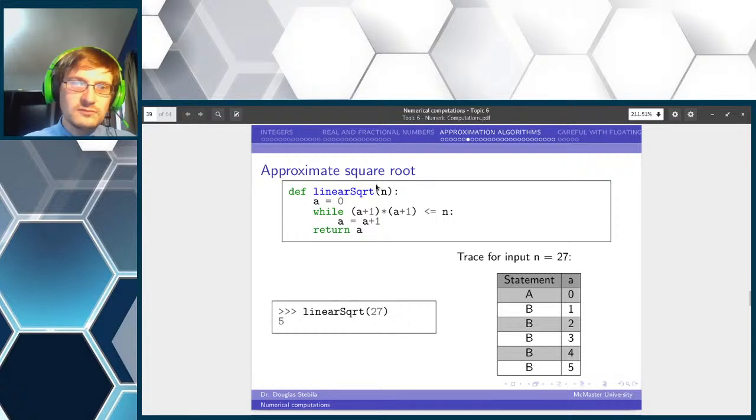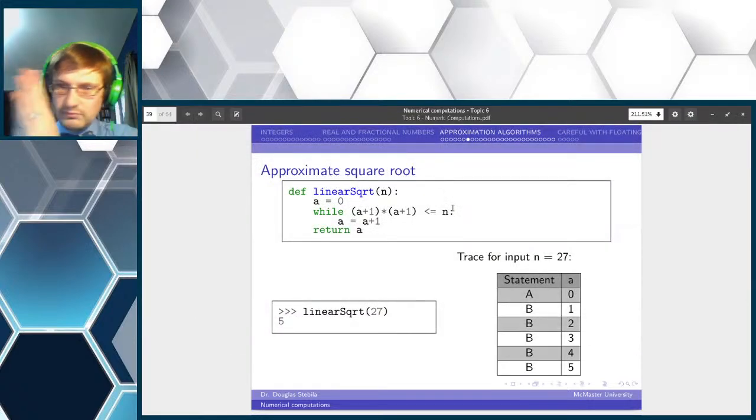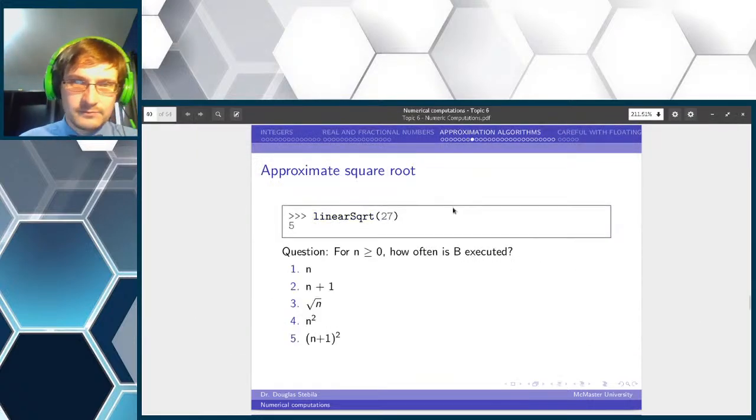So when we ran it for 27, this is a trace of what the program was doing. A was initially 0. It would then be incremented by 1 to 1, 2, 3, 4, and 5 sequentially, and then it would stop at 5 because 5 plus 1 times 5 plus 1 is 36. 36 is not less than or equal to n. Therefore the while loop stops and we return A.